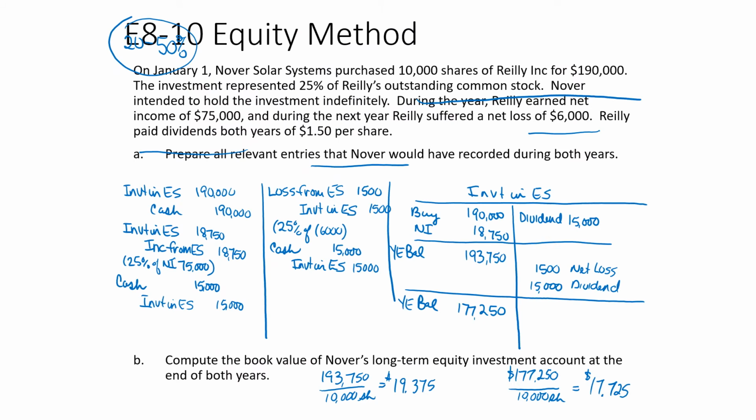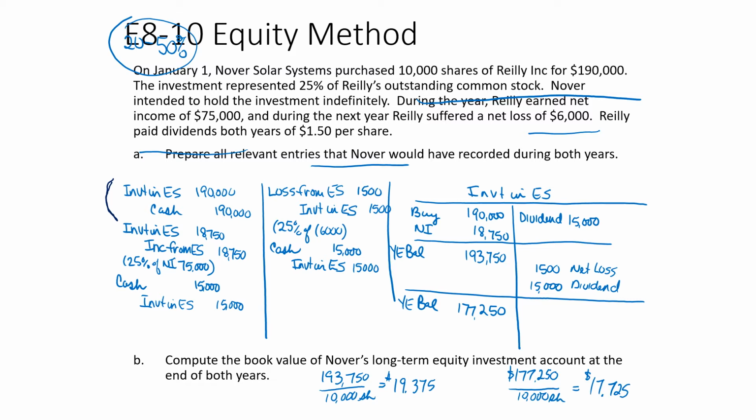Here's an example where you own between 20 and 50%. It says that they purchased 10,000 shares of Riley. So here's the entry to purchase, debit investment in equity securities for $190,000, credit cash. It then says the investment represents 25% of Riley's outstanding common stock, and they're going to hold this investment indefinitely, meaning it's a long term.